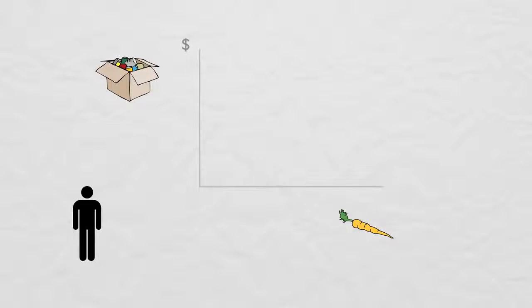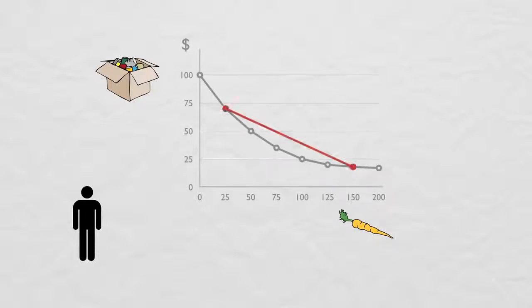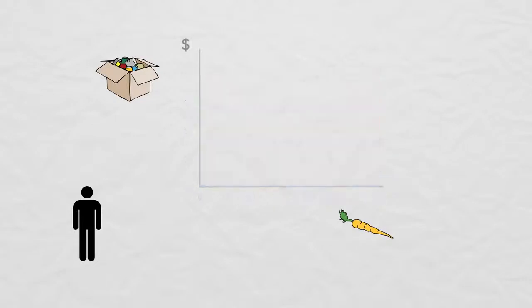What this means is that if you pick any 2 points on a given indifference curve, a line drawn between those points will fall entirely above that indifference curve, except at the endpoints. We're also going to assume that Ezekiel is insatiable, so he always prefers more to less.